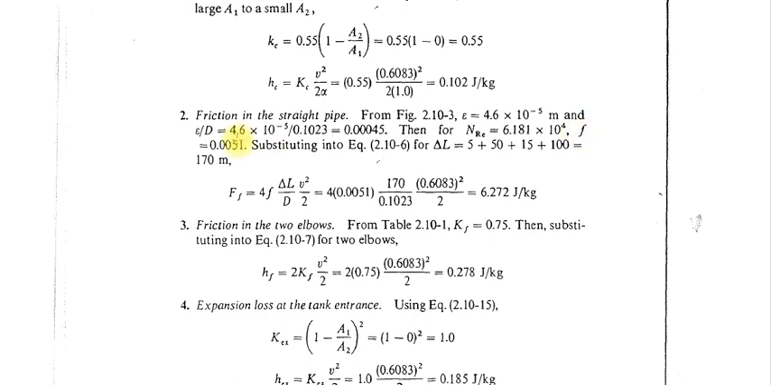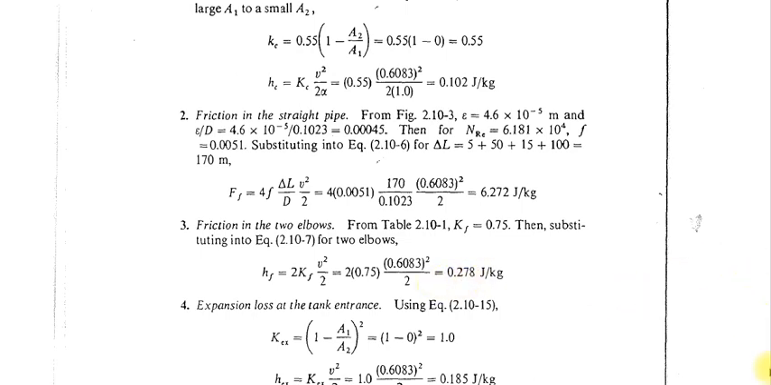F is calculated by using the surface roughness factor and the Reynolds number. Then the length is 170 meters. If you add 5 plus 50 plus 15 plus 100, it will become 170. Just substitute all the values here, and you will get the energy loss in the straight pipe. Then there is a friction loss in the 2 elbows, so just substitute the values here. Kf is 0.75 for elbows, since it is a turbulent flow, and V square is given in the equation, so you can calculate the energy loss in the elbows.